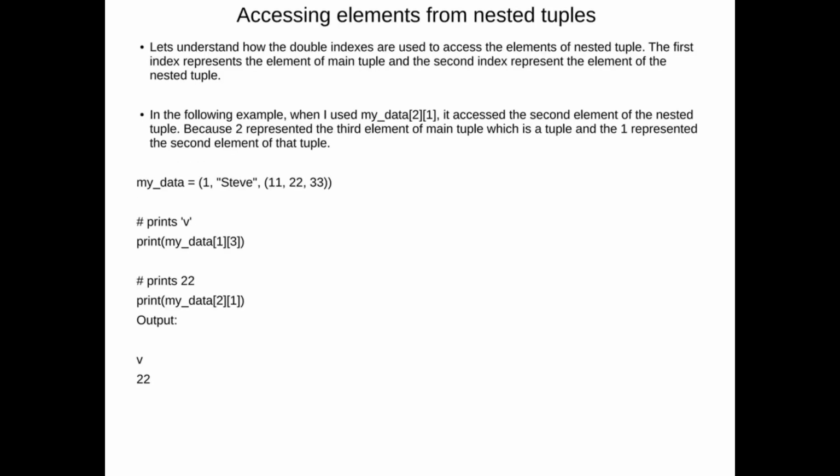Accessing elements from nested tuples. For nested tuples, double indexes are used to access the elements of the nested tuple. The first index represents the element of the main tuple, and the second index represents the element of the nested tuple. Here, when I use my data of 2 and 1, it accesses the third element of the main tuple, which is a tuple, and the 1 represents the second element of that tuple. Here is the example for accessing elements from nested tuples.